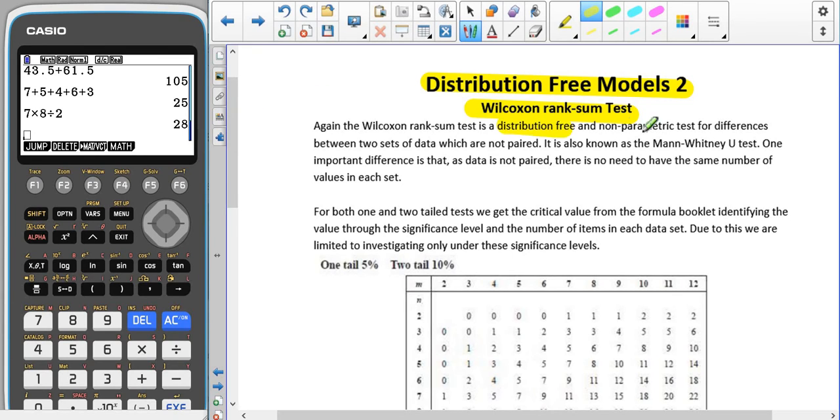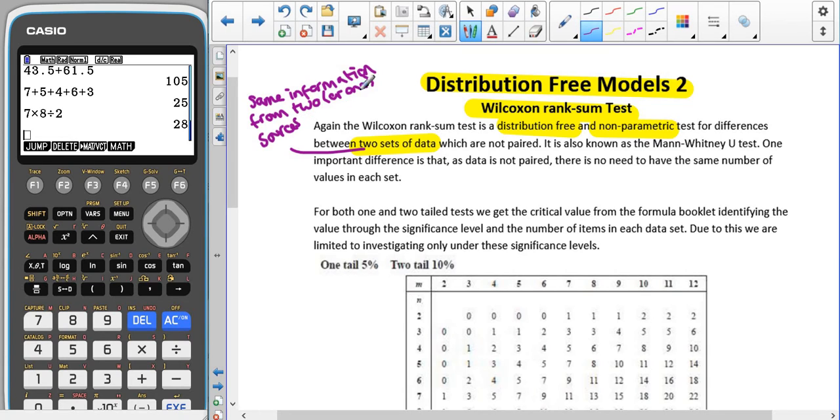So again, the Wilcoxon rank sum is a distribution free and non-parametric test. And if you're still confused with those meanings, please have a look back at the first sign test with single data video. For the difference between two sets of data, so this time we don't have a single and a paired, we just have two sets of data. And just to emphasise that we're not talking about paired data this time, so we're still talking about the same information, but this time it can be from two or one sources. So it's still going to be the same information, but it could be about two different things.